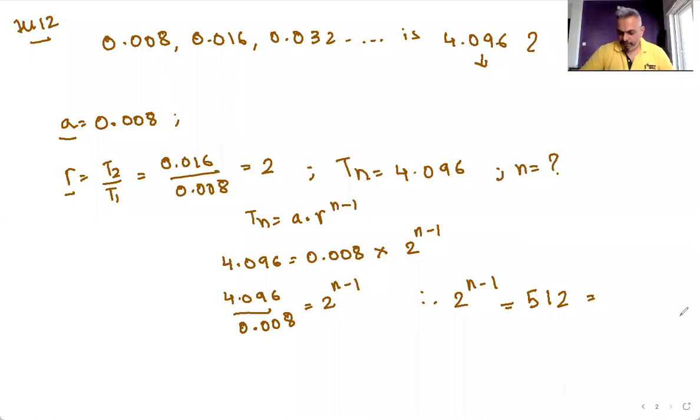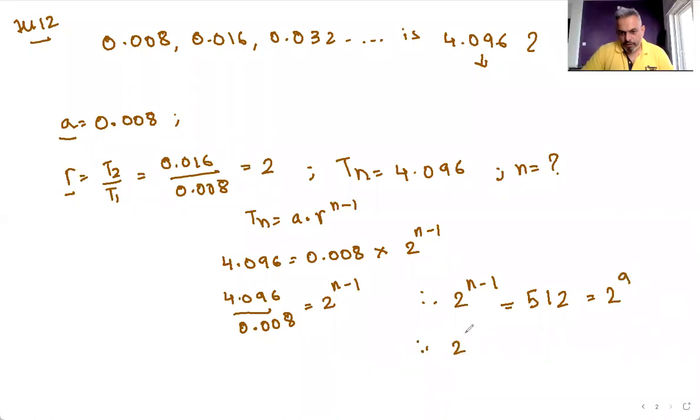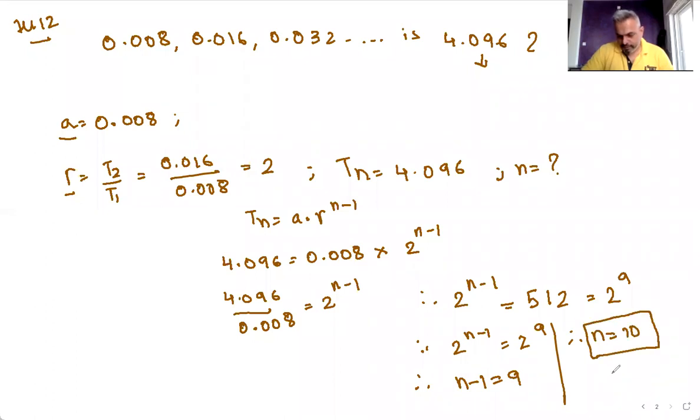What answer did everyone get? 9. 2 raised to 9. Therefore, 2 raised to n minus 1 is 2 raised to 9. Therefore, n minus 1 is equal to 9. Therefore, n is equal to 10. Answer.